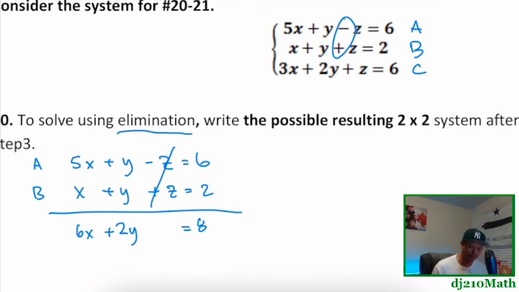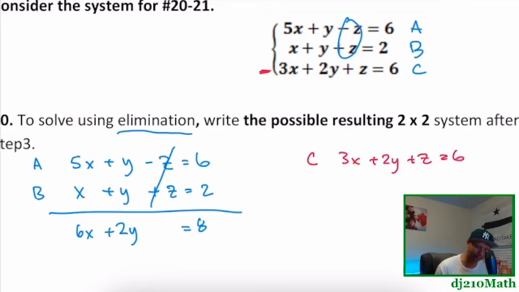Okay, now, because I chose A and B, I must now choose C. I'm forced to use C. I have to, because I didn't use it in the other one. So 3x plus 2y plus z is equal to 6, right? That's C. Now, I have to choose one of the other ones, right?